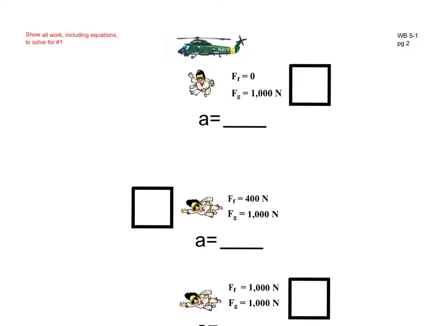Alright, let's start drawing some free body diagrams and using some net force calculations. So here Elvis is jumping right out of the helicopter, and as you can see in the first position he has no force of friction, which means that this is an easy free body diagram to draw. We're just going to draw some arrow down at some length and call that the force of gravity, representing 1,000 newtons of magnitude in the direction down.